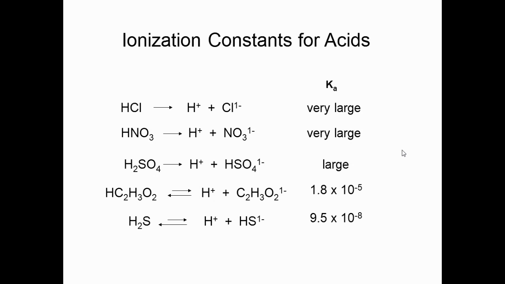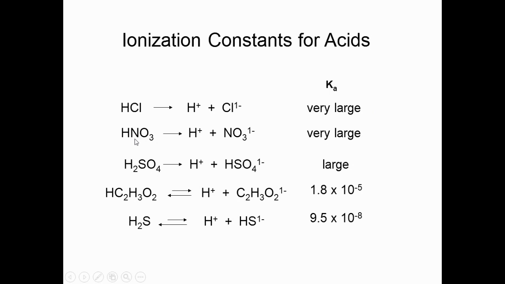Before we do that, I want to give you some values of acids. Here's a strong acid, HCl. It has a very large Ka. A very large Ka would be close to 1. 1 would be considered a very strong or 100% dissociation.